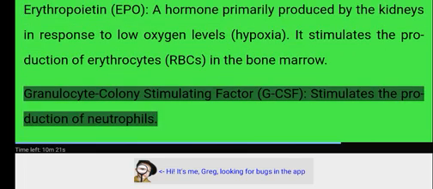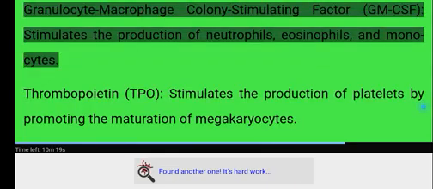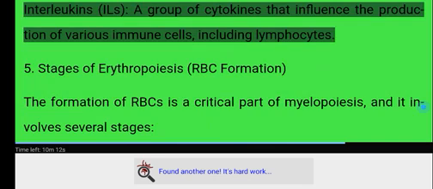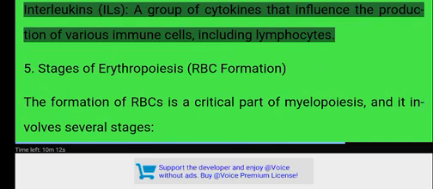Granulocyte colony stimulating factor, GCSF, stimulates the production of neutrophils. Granulocyte macrophage colony stimulating factor, GMCSF, stimulates the production of neutrophils, eosinophils, and monocytes. Thrombopoietin, TPO, stimulates the production of platelets by promoting the maturation of megakaryocytes. Interleukins, ILs, a group of cytokines that influence the production of various immune cells, including lymphocytes.